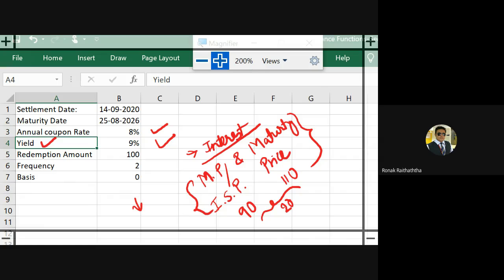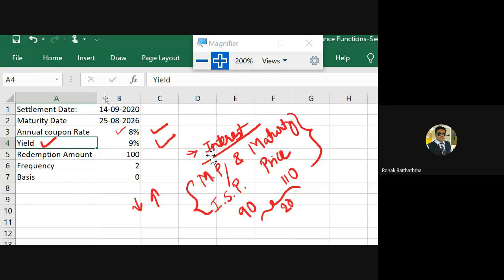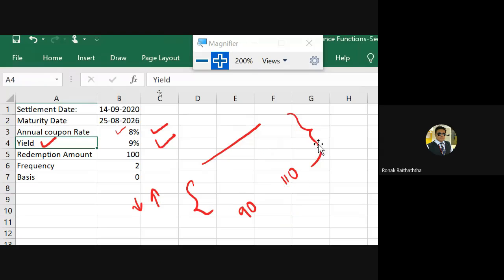And if the effective yield is lesser than the coupon rate, then the valuation of the bond will come more than the par value. Some of the students might not be able to get the exact logical understanding of this, but if you calculate this, you will be able to understand that.